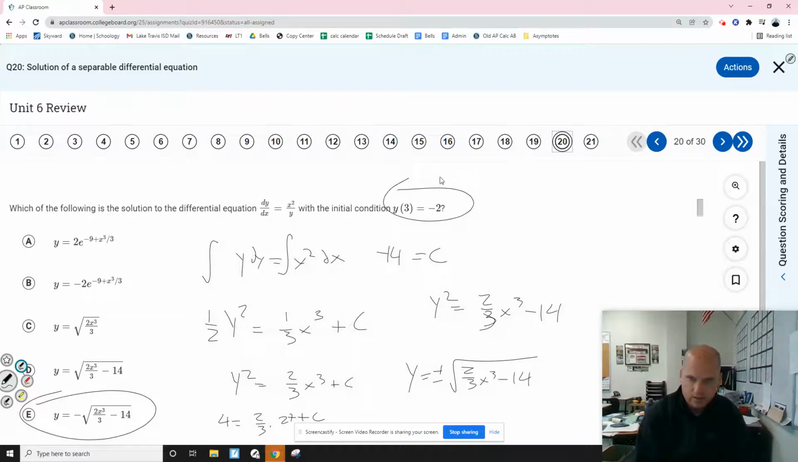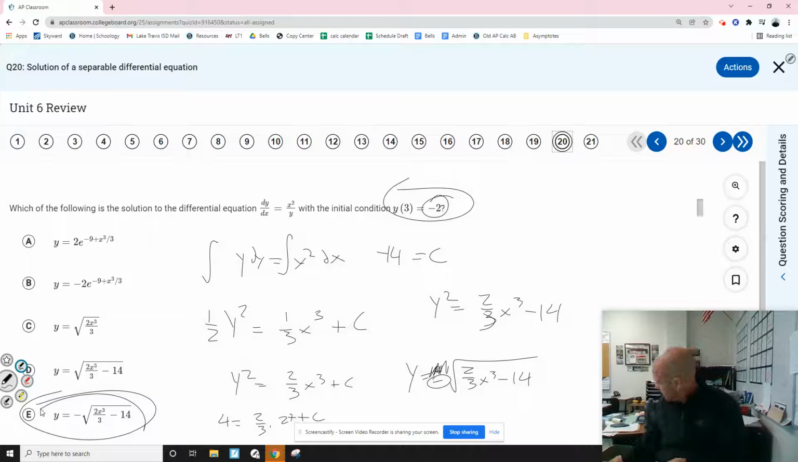But that's not the case. When x is positive 3, y can only be negative 2. So I just want the negative. I don't want the positive. That's why I just have the negative. We had questions like this on our quiz, and I tried to warn you about it with the homeworks and stuff.